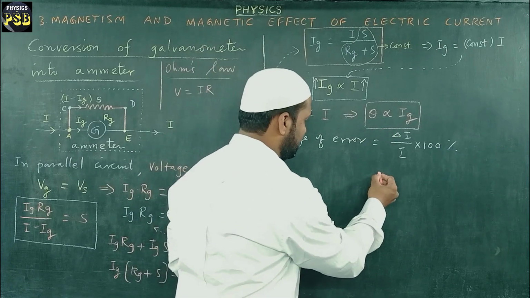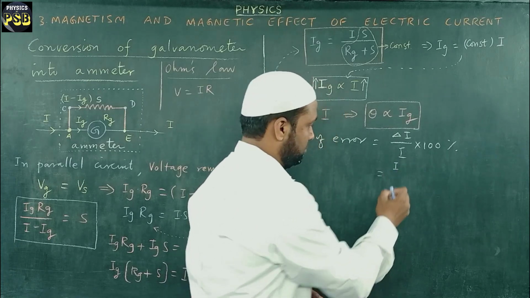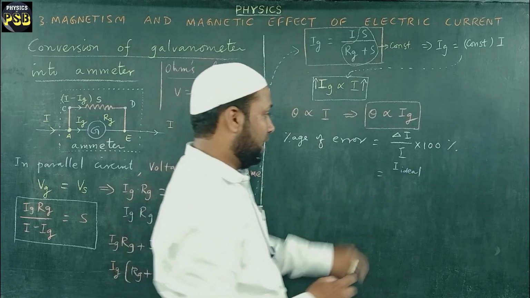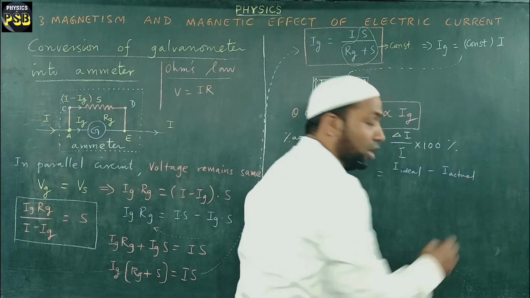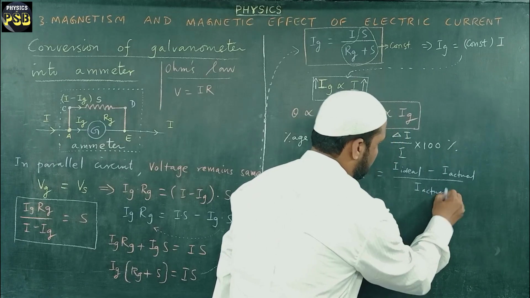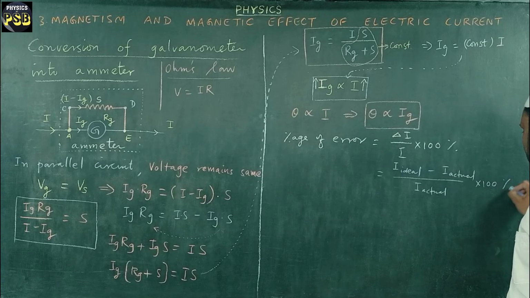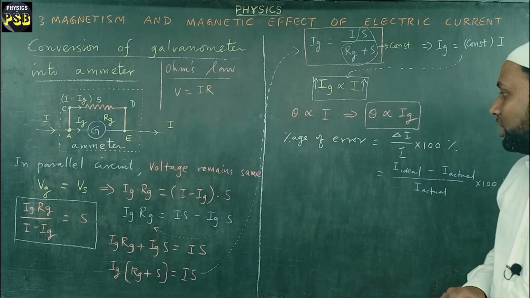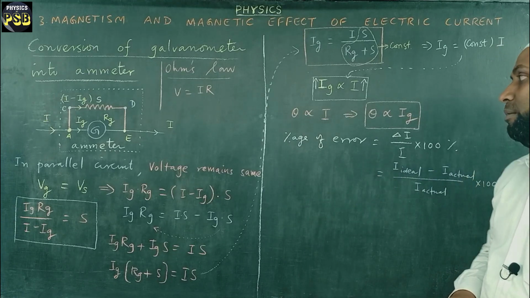in this case here delta stands for change or difference. So this can be done as ideal current. Here the current measured by an ideal ammeter minus the actual current measured by an ordinary ammeter divided by actual current multiplied with 100%. Okay, this is the equation used to measure the percentage of error in the measurement of current using an ammeter.